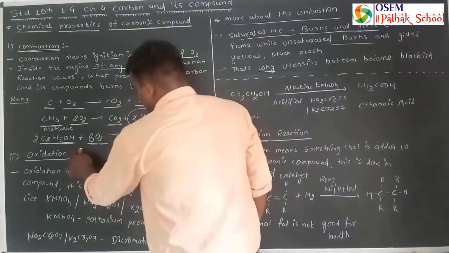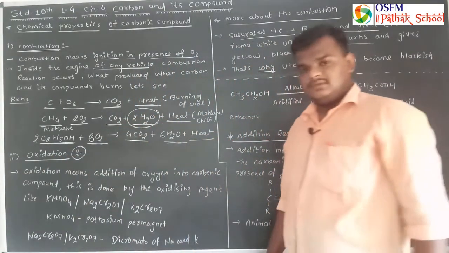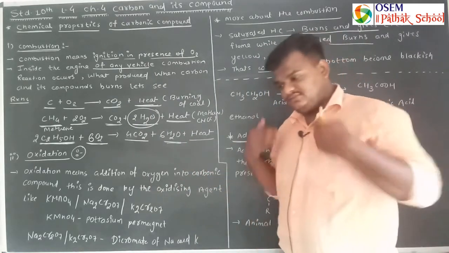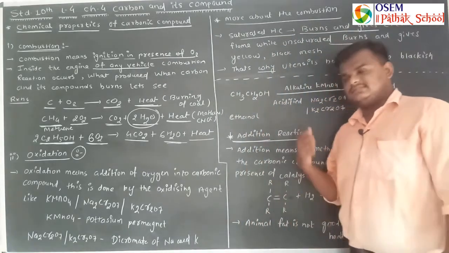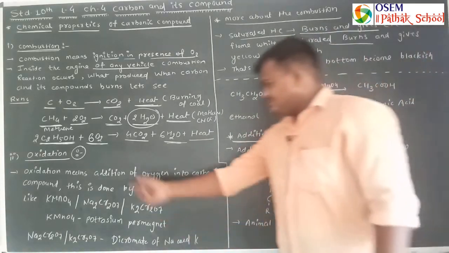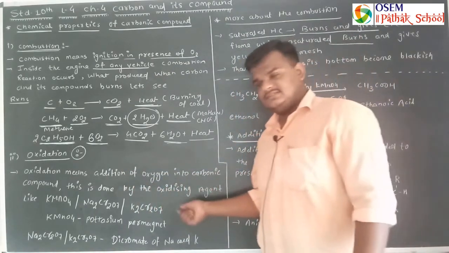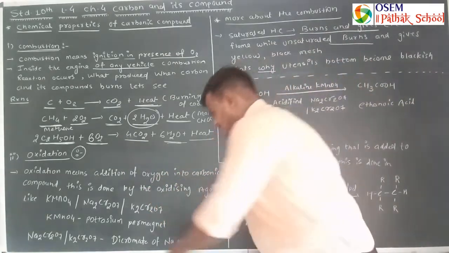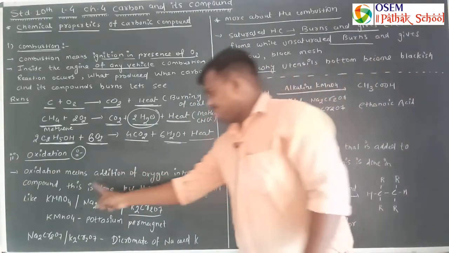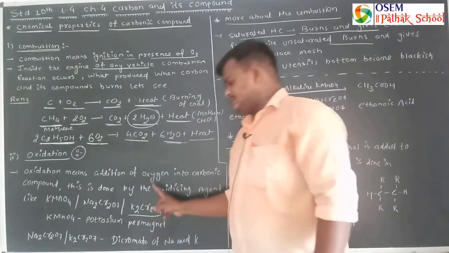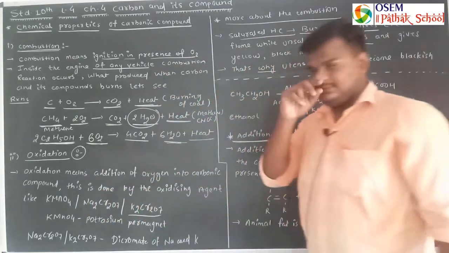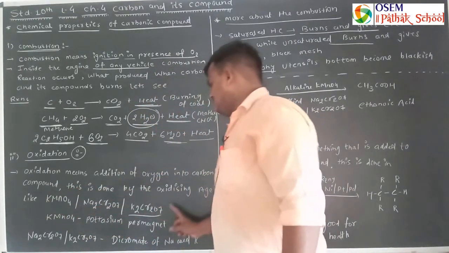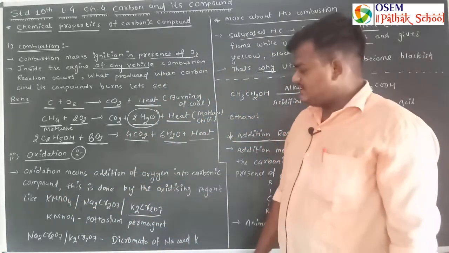Now the second chemical property is oxidation. Oxidation means addition of oxygen into a carbon compound. So addition of oxygen or removal of hydrogen is considered an oxidation reaction. And this is done by oxidizing agents like KMnO4, Na2Cr2O7 and K2Cr2O7. The presence of these reagents is necessary, and these are the oxidizing agents. In the presence of these oxidizing agents, the oxidation reaction occurs.